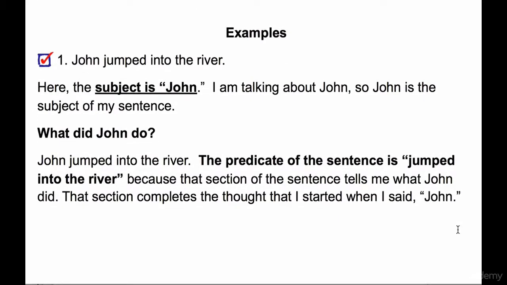John jumped into the river. Well, here the subject is John. I'm talking about John. So John is the subject of my sentence. Well, but it's not enough. If I just said John, no, what did John do? John jumped into the river. You see, the predicate of the sentence is jumped into the river, because that section of the sentence tells me what John did. That section completes the thought that I started when I said John.